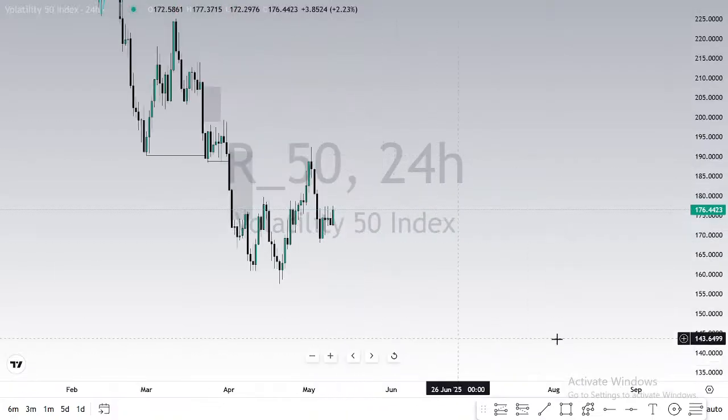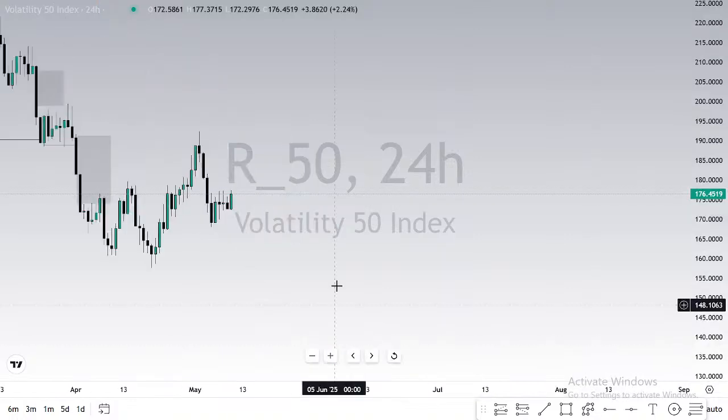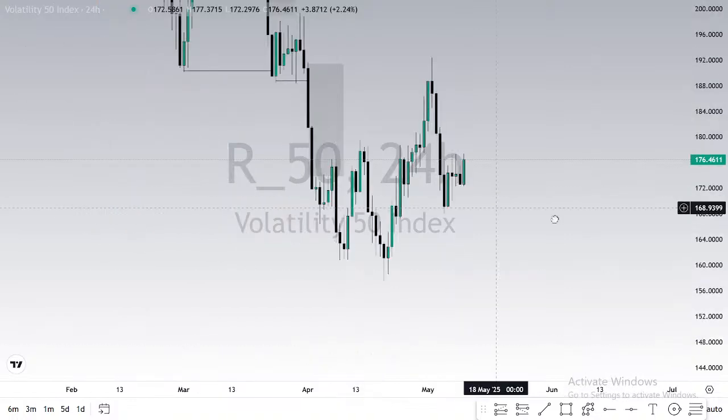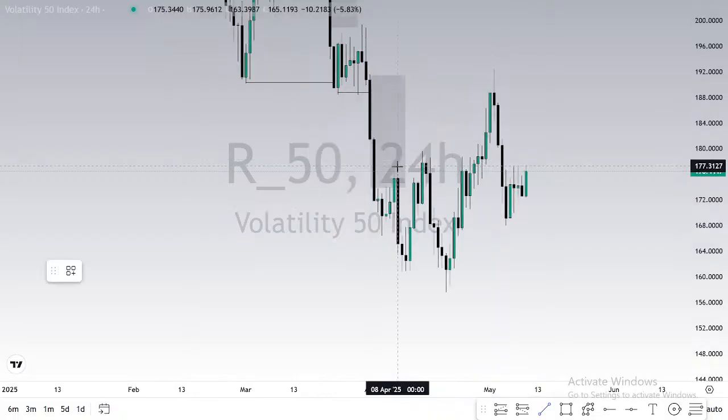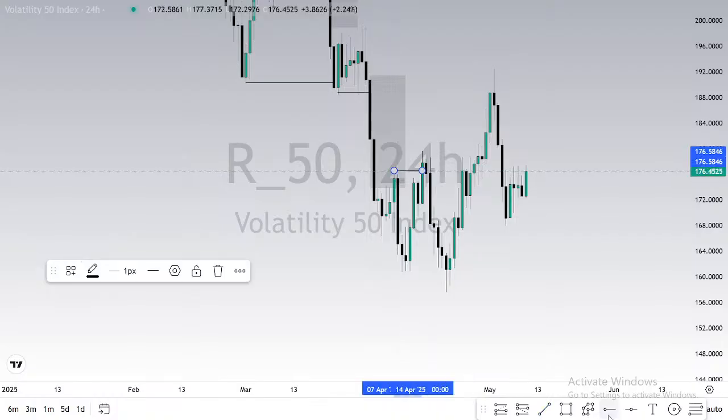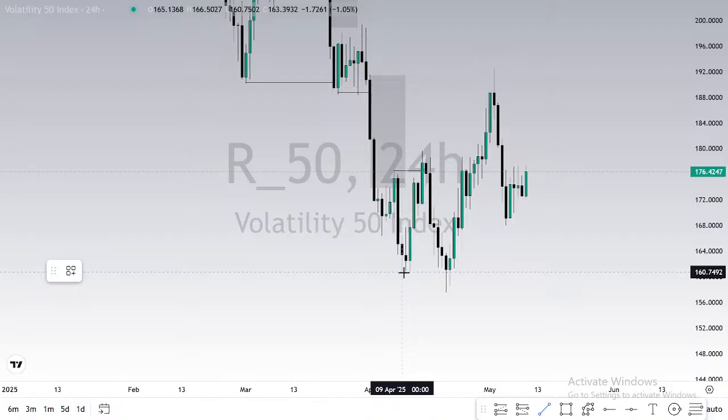So let's go to, now see what happened here. We had a change of character. Market gave us a change of character, then came back to give us this, which is a sweep.